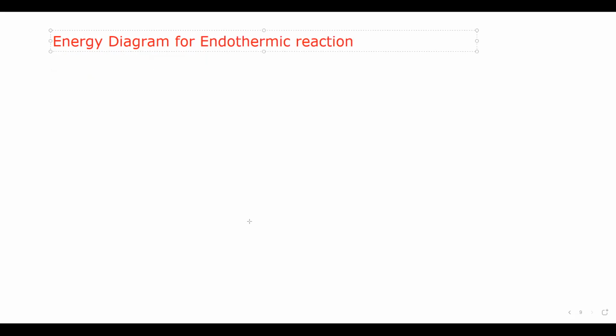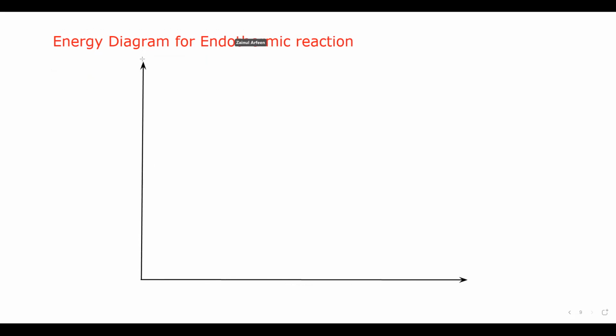So the energy diagram for an endothermic reaction: on the x-axis we write reaction progress, on the y-axis we write energy. So what is the energy diagram? It is fixed for all endothermic reactions. You have to learn the labels as well.